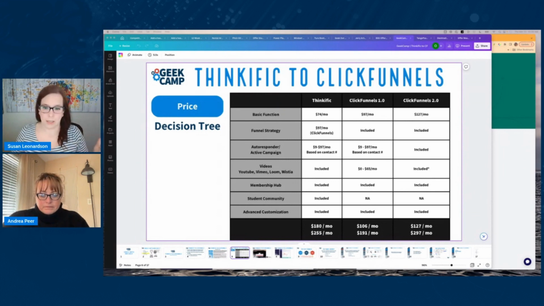Autoresponder, it's again, not good, not great. ClickFunnels Classic or 1.0 also has an autoresponder in it, but we would never use it. We don't recommend it. So you're going to need ActiveCampaign or something else, and ActiveCampaign is our choice. We say the same thing for Thinkific as well. Videos, you can host your videos in Thinkific. You can't do that in 1.0, and you can kind of do that in 2.0 at the moment.